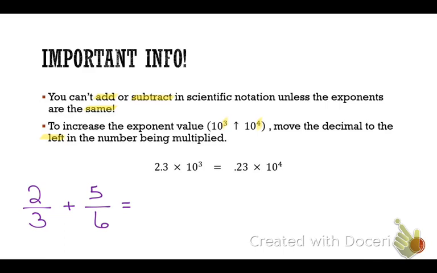That's what I see in the example. It's 2.3 times 10 to the 3rd, but if I need to raise that exponent, I'm going to move my decimal to the left and make it 0.23. All right, so the reverse is true too. If I need to move my decimal to the right, what's going to happen to my exponent value? It's going to go down, okay? If I move my decimal left, my exponent goes up. If I move my decimal right, my exponent goes down.